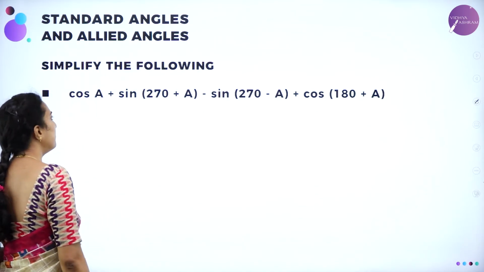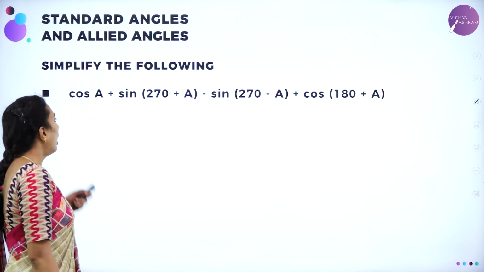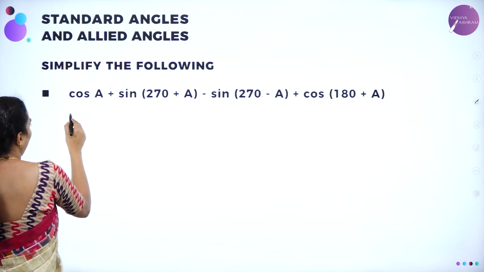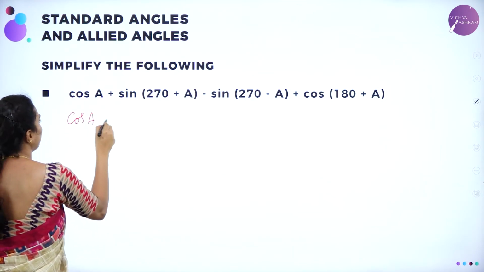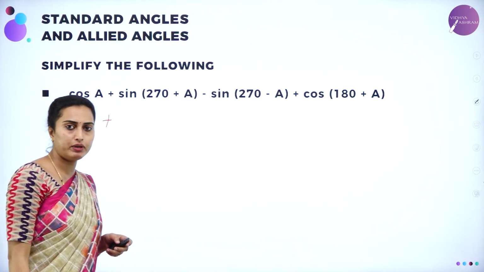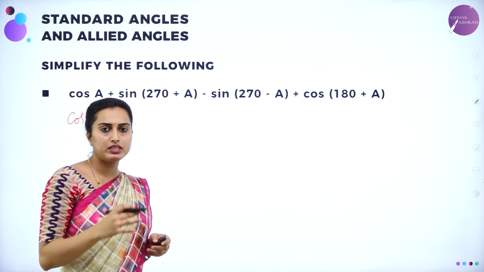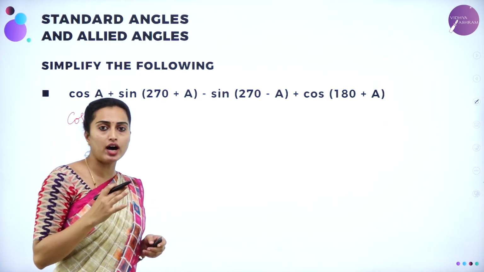What they have asked: simplify the following. How to simplify this? As it is, I am writing cos A plus sine of 270 plus A. Sine of 270 plus theta, sine will be changing as cos.